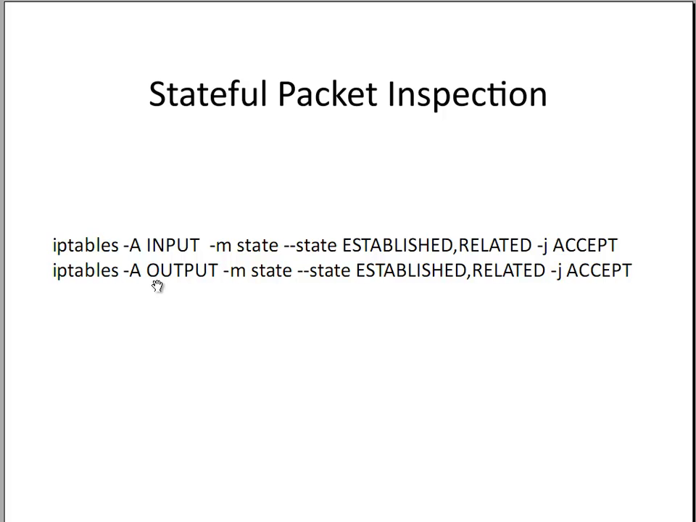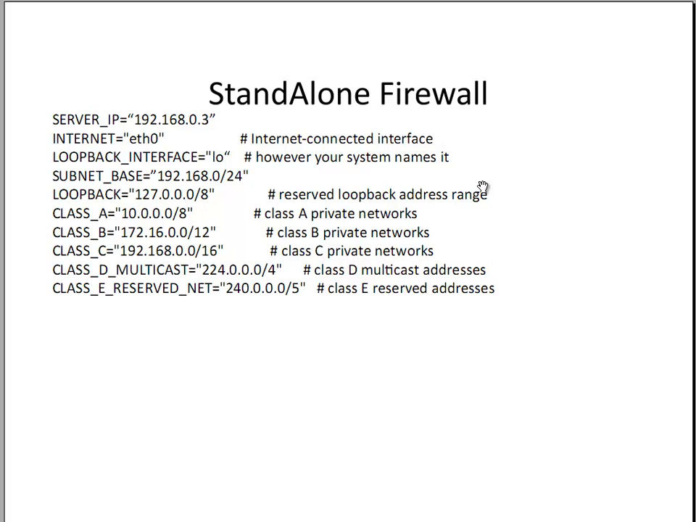So the policy is iptables append to the input chain -m state --state ESTABLISHED,RELATED -j ACCEPT. So anything that's already established, any packet that's part of an established and related connection that's in the stateful table, will be allowed through the network. And of course you'd want the same rule for the output chain, obviously. A simple standalone set of firewall rules.